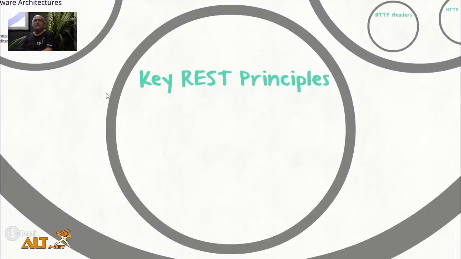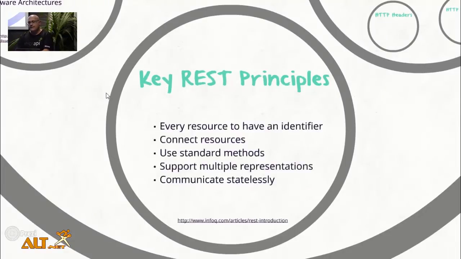Okay, so the key REST principles. What is REST about? What's it trying to do? Every resource has to have an identifier, so you can find something. It's fairly obvious. You connect your resources. This is where they talk about hypermedia and that sort of stuff. Your resources from one entity to another are obvious, so they can be connected, and you give the full identifiers to find them. Use standard methods. Don't make things up. Don't create an action for every tiny little thing.